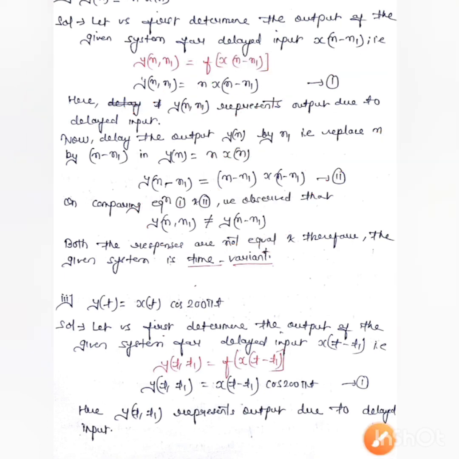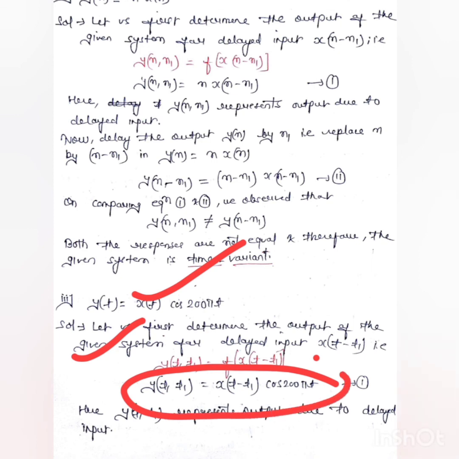Now, last question. Here we have y of t equals x of t cos 200 pi t. As in the earlier two questions, first we delay our input only. By delaying our input, we get this expression: y of t comma t1 is equal to x of t minus t1 cos 200 pi t. Why does this expression come? Because we delay our input only in this case.